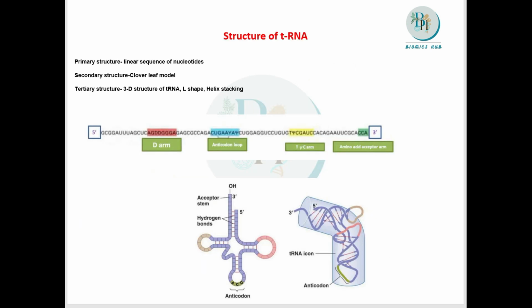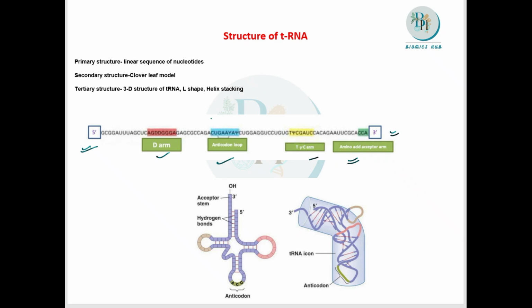So let us first see what the structures of this tRNA are. The first is the primary structure, which is a linear structure. It has a 5' end and a 3' end. In this structure there are certain arms, like the D arm, anticodon loop, T-psi-C arm, and amino acid acceptor arm, and each of these four regions has a specific function.